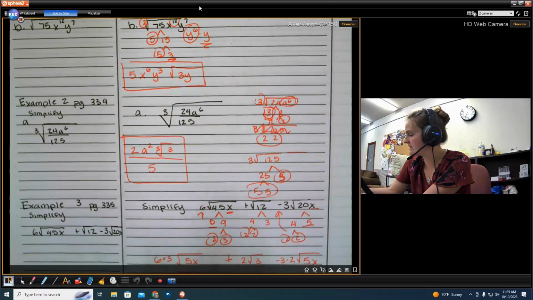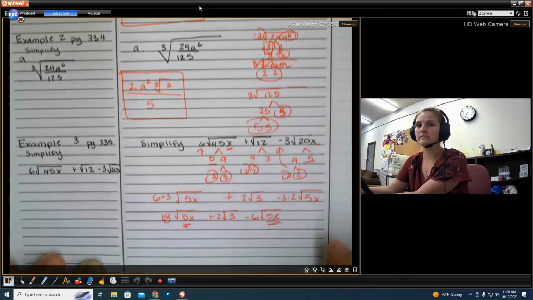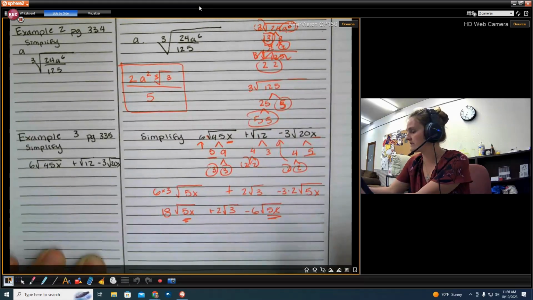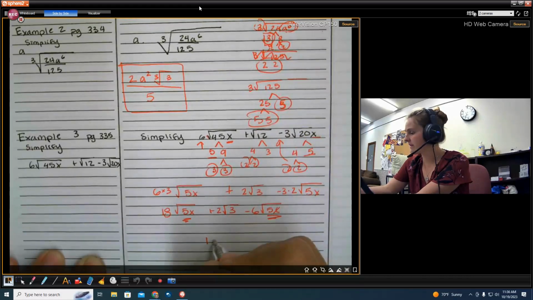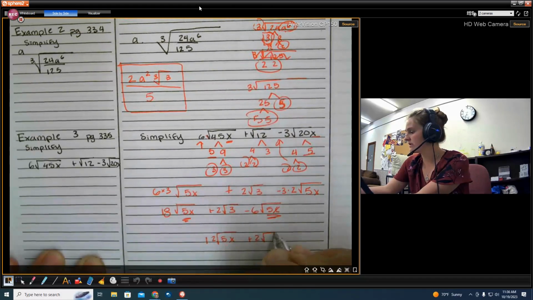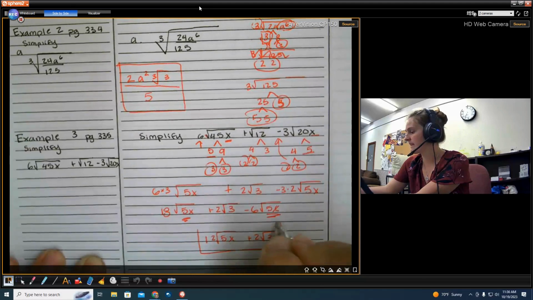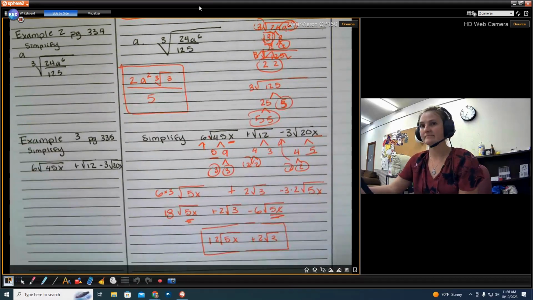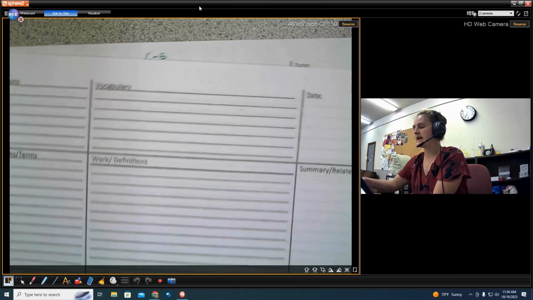18 radical 5x plus 2 square root 3 minus 6 square root 5x. So if you notice, this 5x and this 5x are the same. So now we can add these like terms. So 18 minus 6 is going to be 12. So 12 square root 5x, plus 2 square root 3, because it doesn't have a like term. Awesome. Okay, I'm going to switch to new page because I need more room. So 6-5 continued.